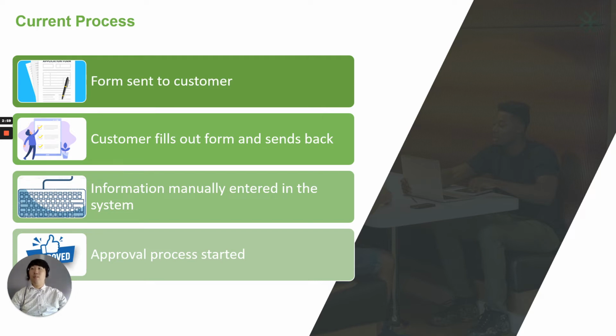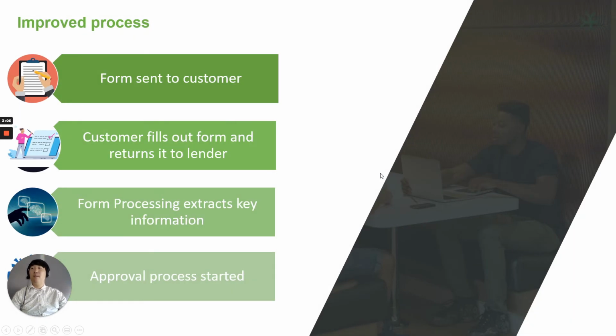So now we can take a look at how form processing can enhance this process. The first few steps are quite similar. The form would be sent to the customer to fill out. The customer then fills out the form and returns it back to the lender. The key difference is in the third step, where form processing will kick in and extract the key information from the form automatically. It doesn't need manual intervention by the lender to do anything with the form.